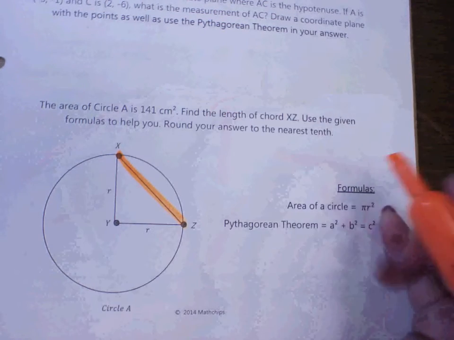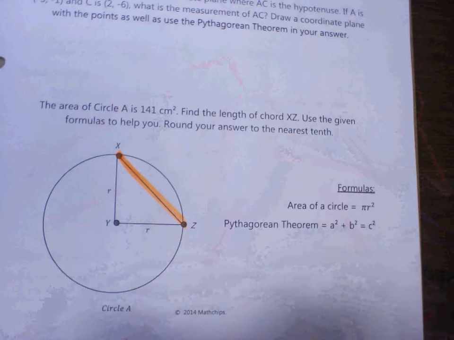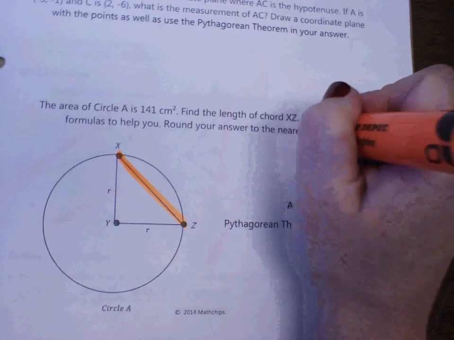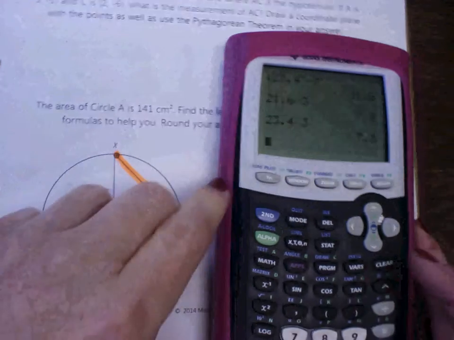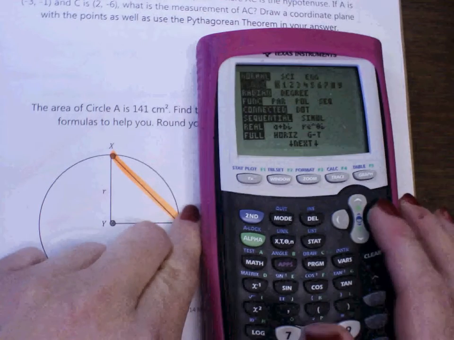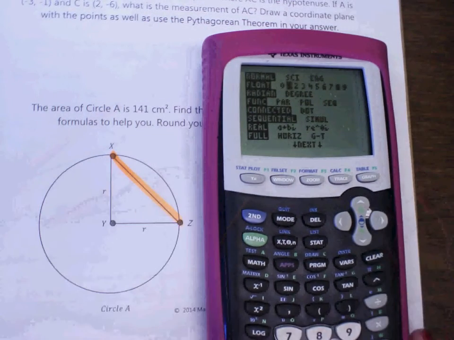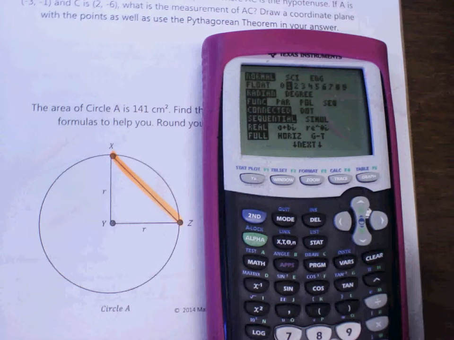All right. Nearest tenth, what does that mean? Take a look at your cheat sheet and tell me I need to change that float to what? To 1 after the decimal, 1 decimal. Very good. So that means that I need to come to my mode and change that float to 1. Everybody needs to be doing that right now. Change your mode. Change your float to 1.